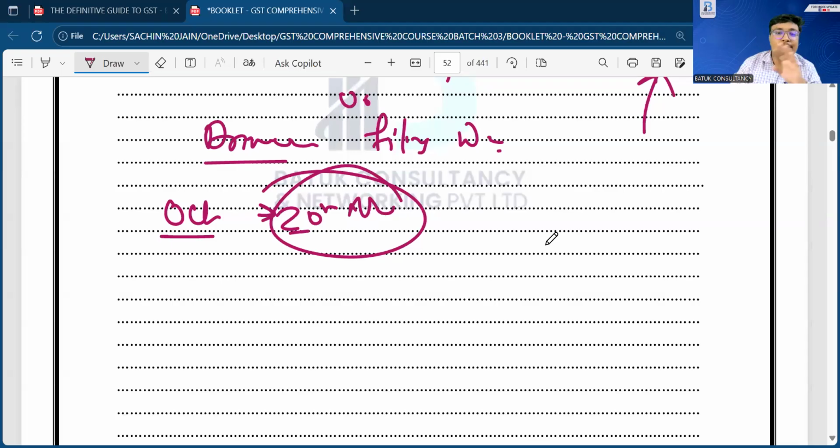No sir, you will not be eligible to revise any annual return. Once you have filed the annual return, it will be fixed and final.